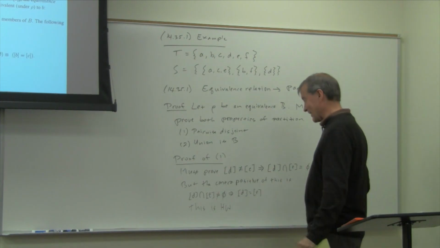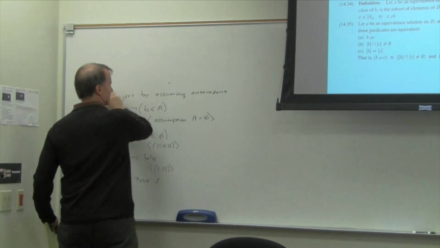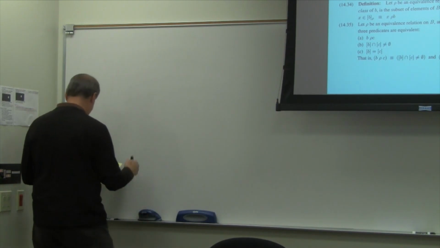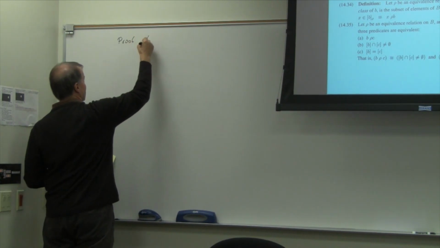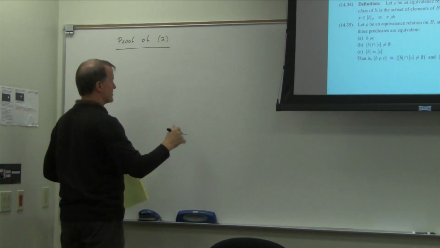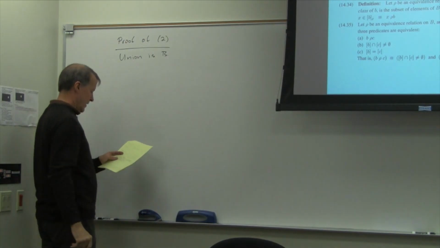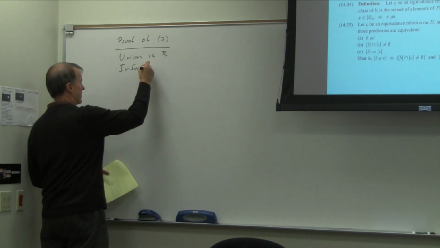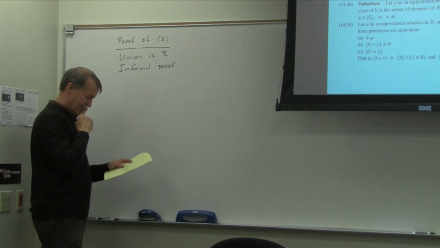Now this next one you're really not going to like. Proof of 2. I predict there will be howls of protest. We're going to do this informally, that the union is B. This is going to be an informal proof, and you're going to have to imagine this.